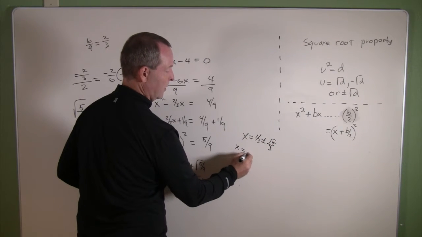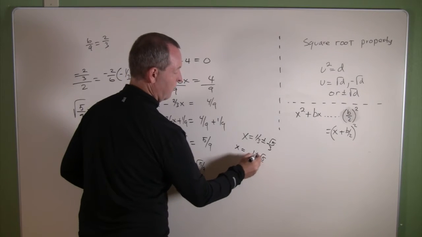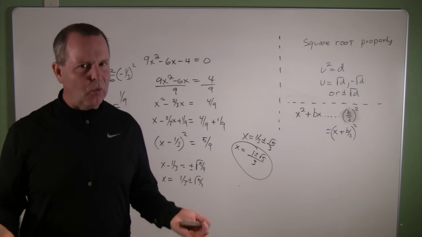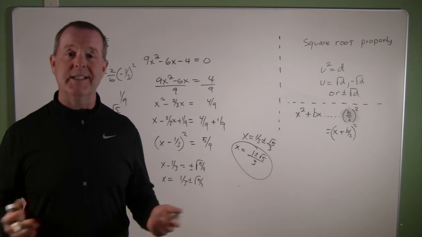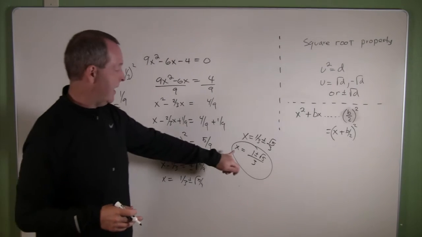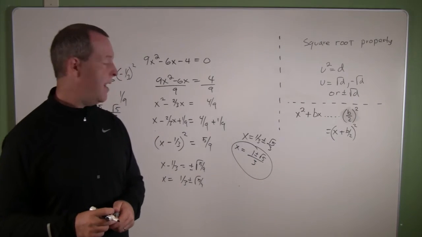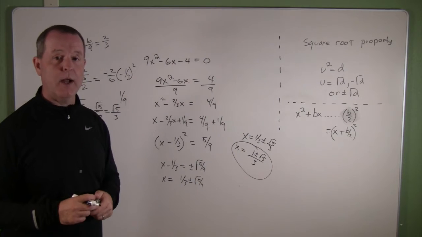And I can write that a little bit more cleanly. 1 plus or minus root 5, all over 3. Not really the solution of x that we're looking for, but regardless, it is our two solutions of x. One is 1 plus root 5 over 3. The other one's 1 minus root 5 over 3. And those are our solutions to this quadratic equation.